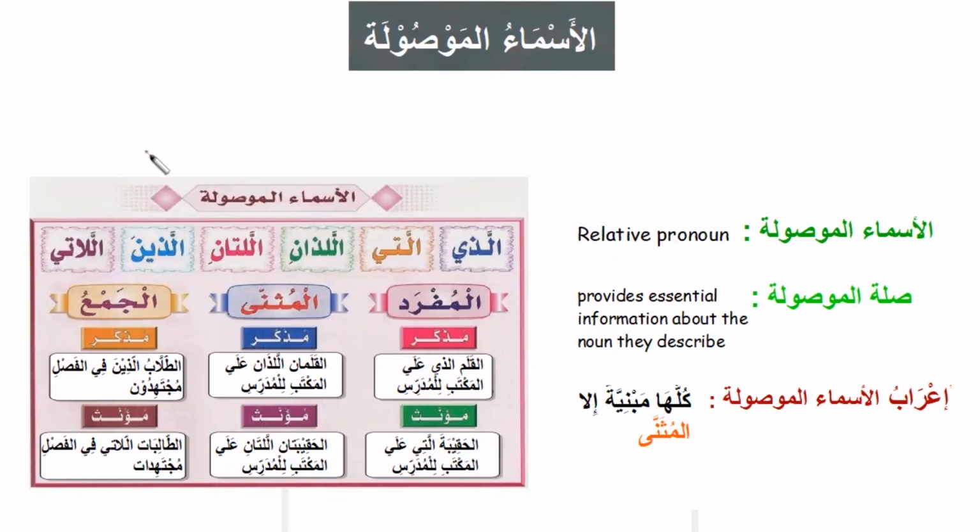Probably there may be several pens, but you are trying to single out a particular pen. So you use the relative pronoun to specify that particular pen. That's why we say the pen which is on the table. That word which, in Arabic, we say Allazi. That's just an example.